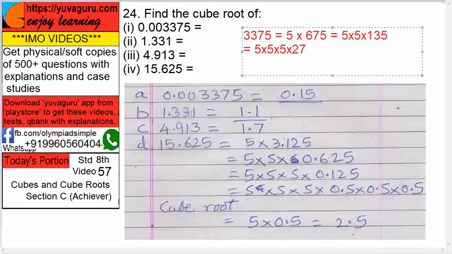Now 1.331. This is the cube root of 11. This we must know. Directly we must learn actually. Or you can find out by this prime factorization method also. But it's better to learn up to 15.